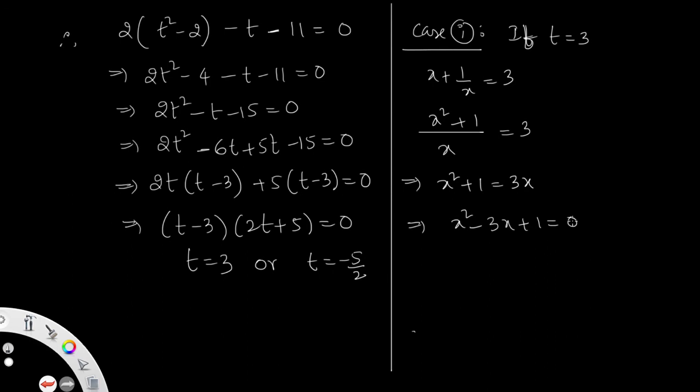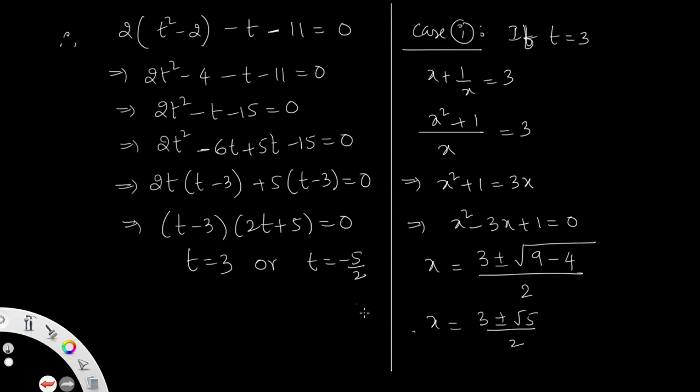By factorization, we are not getting factors. So by using minus b plus or minus root over b square minus 4ac by 2a, with b square being 9 and 2a being 2, the roots are x equal to 3 plus or minus root 5 by 2. And the second case is t equal to minus 5 by 2.